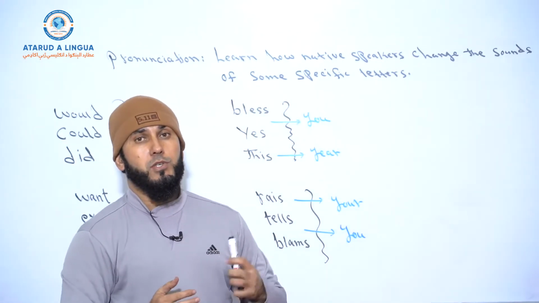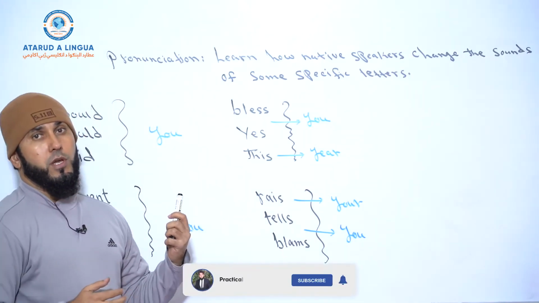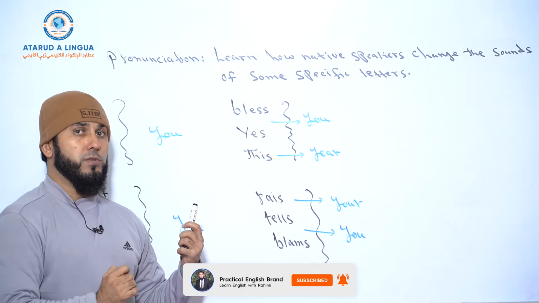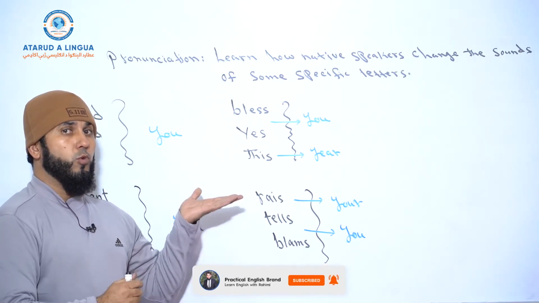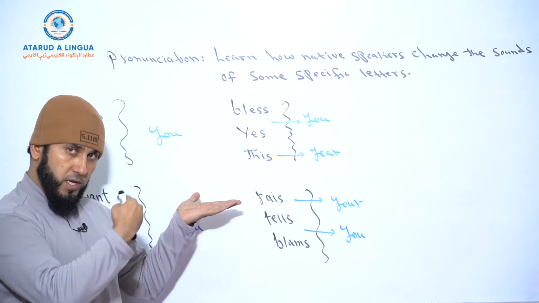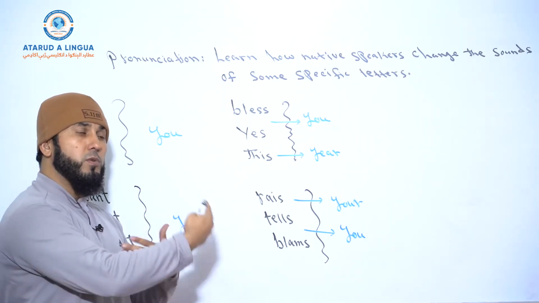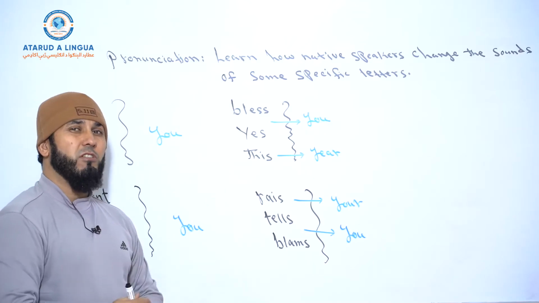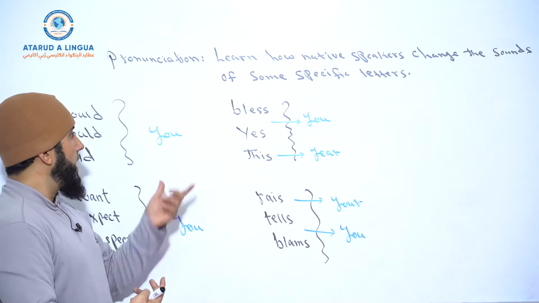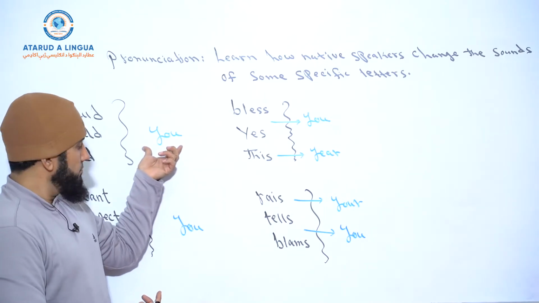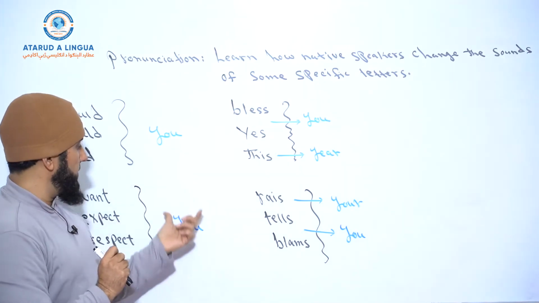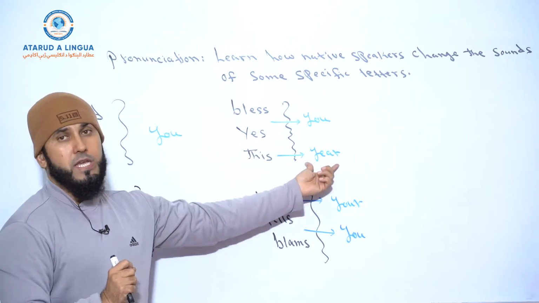Today I want to teach you how native speakers change the sounds of some specific letters when the words at the end of which they come are followed by a cluster of vowel and semivowels. Like here, it's a cluster or group of vowels and semivowel in "here", or "ear" over here.